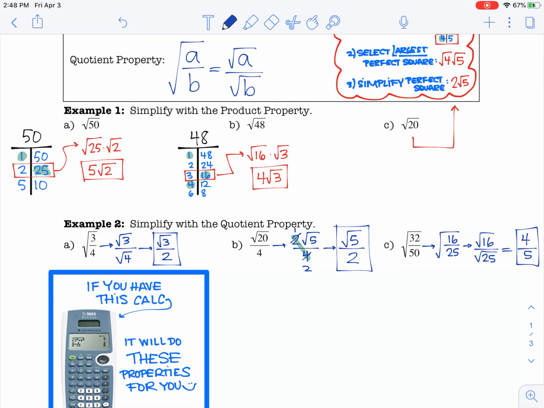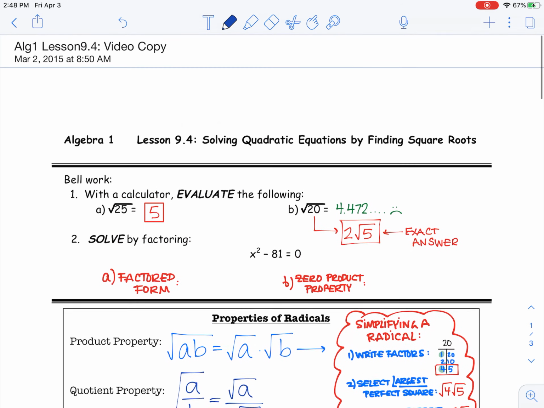So that is kind of just a little bit of a review, and or it might be new to a lot of you, how to simplify a radical. All right, which brings us to actually using square roots to help us solve a quadratic.